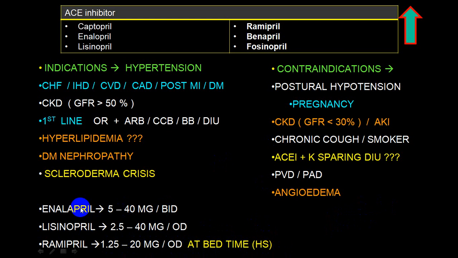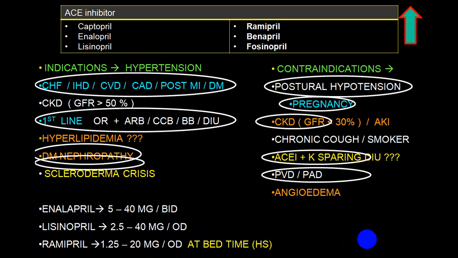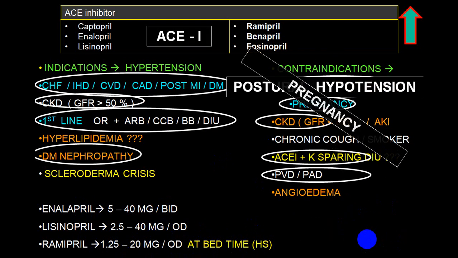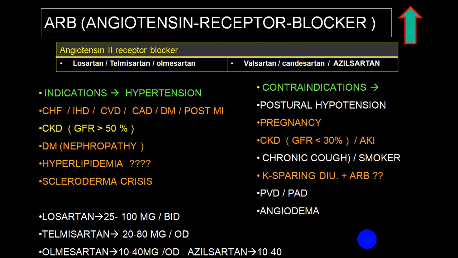All these are not potent antihypertensives. So, depending upon the requirement, you can go to those particular doses. These are all marked out. You can go through them at leisure time.